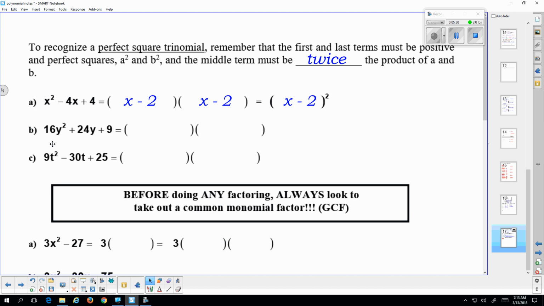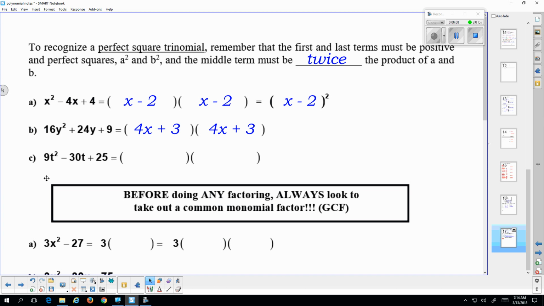All right, so this one, we have 16y squared. 16 is a perfect square. We have 9. 9 is a perfect square. What's the square root of 16, and what's the square root of 9? Square root of 16 is 4, square root of 9 is 3. And since it's plus in the middle there, it's 4y plus 3 squared. And if you double check, it needs to be twice the product of a and b. A times b, 4 times 3, gives me 12. And the middle term is 2 times 12, 24.